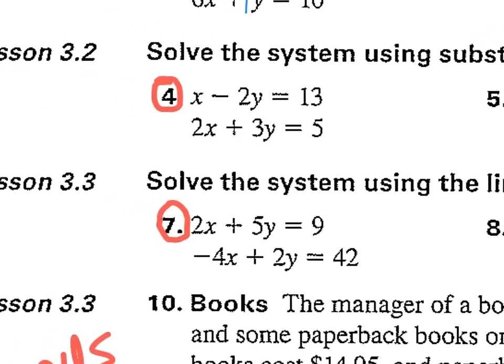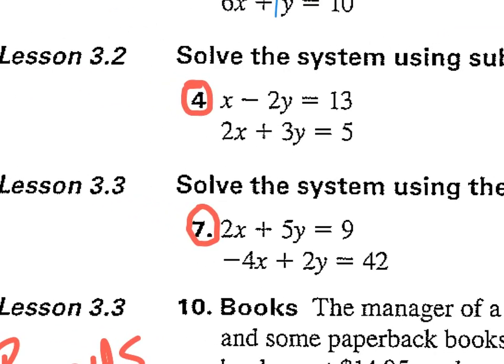Back over to number 4. Again, I personally would probably just do elimination again, and I would multiply this top one by -2. Again, but it's up to you. It's your choice. If you'd rather graph it, that's okay too.